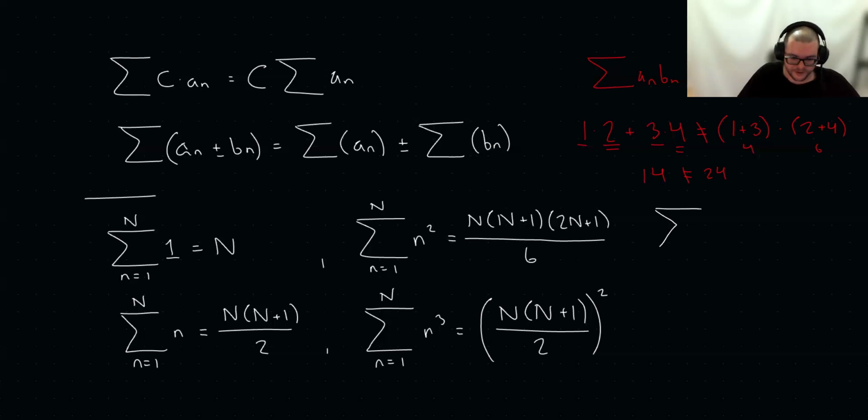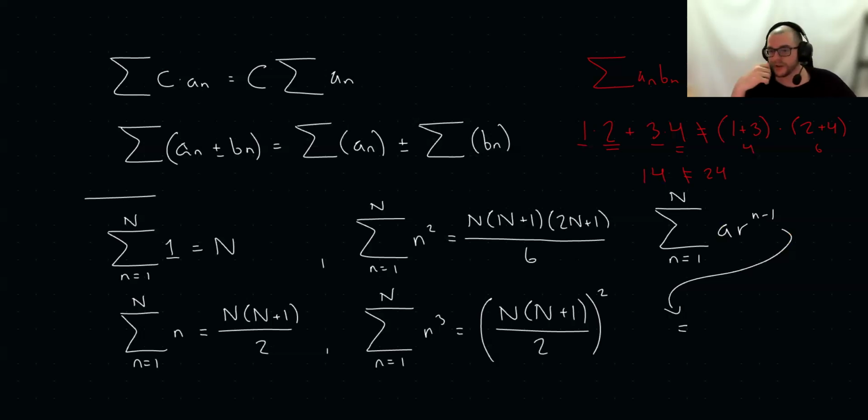Depends how you write it. I guess let's do 1 to n. Maybe we'll keep it simple like that. And it's a r to the n minus 1. This is a geometric sum. You might remember from elementary or high school, you would have learned about what are called arithmetic sums or sequences and geometric sums and sequences.